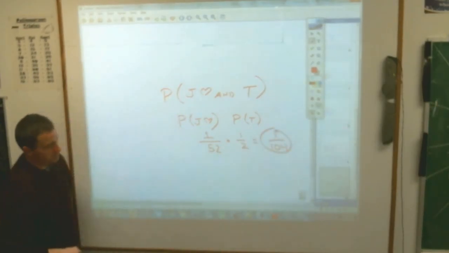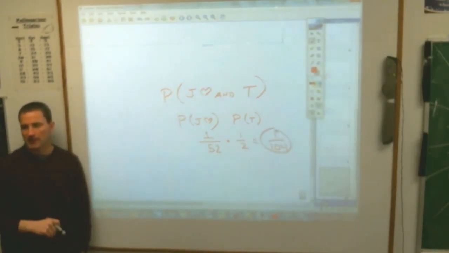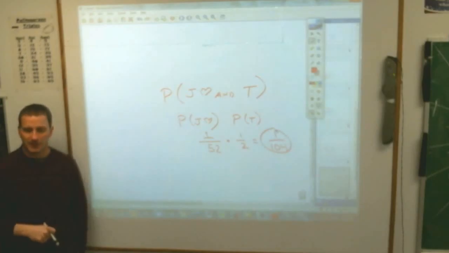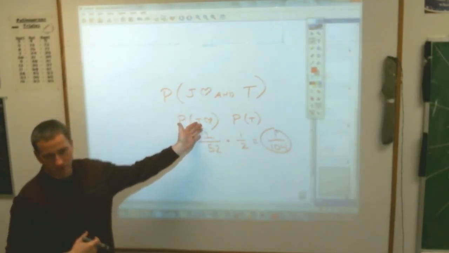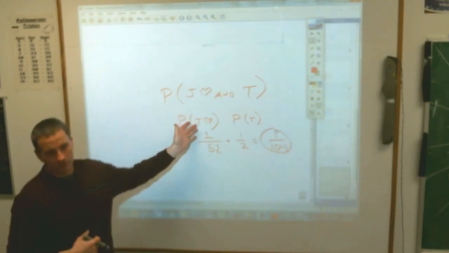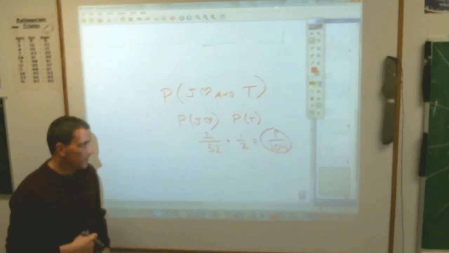That means if I actually let you do this, you'd probably go around the room about 5 times before somebody would actually do that. Which makes sense because just the probability of drawing the Jack of Hearts is going to be pretty goofy, right? 1 out of 52 times, and then you have to flip a tail too.